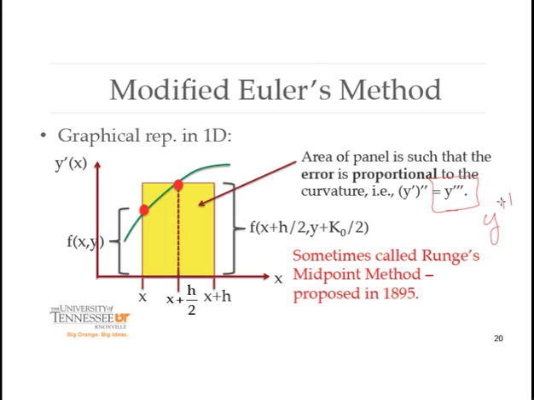So again, this is called Runge's midpoint method. It was proposed in 1895 as a better way of possibly integrating, using information from the ODE, the f, the right-hand side, a little bit farther down the road than just at x, because it takes into account a little bit more of how this thing is curving around this midpoint than just using what we know at x. So it's a little bit more far-looking in terms of what the derivative is doing.